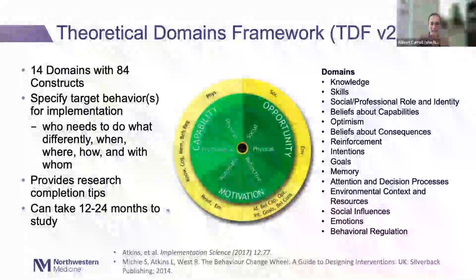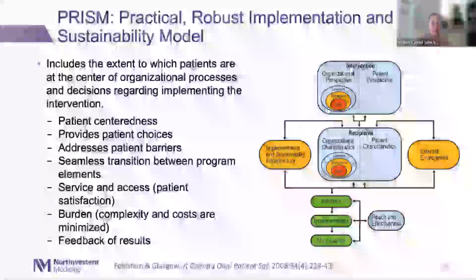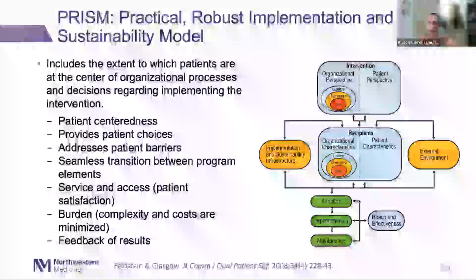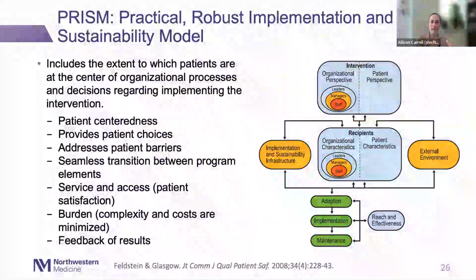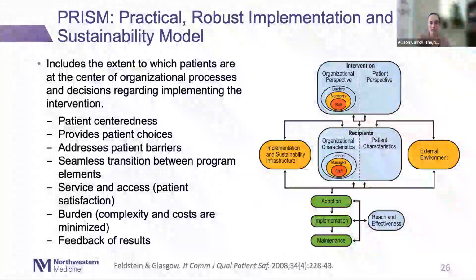The next one I'll just point out is the PRISM. And so you can see there, it's the extent to which patients are at the center of organizational processes. So again, compared to CFIR 1, it was much more centering of patients and the recipients' experiences, which CFIR 2 has tried to address. And so those are there with the references for your interest, and happy to discuss those further in the group discussions as well.